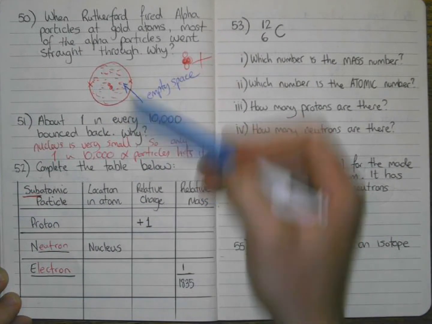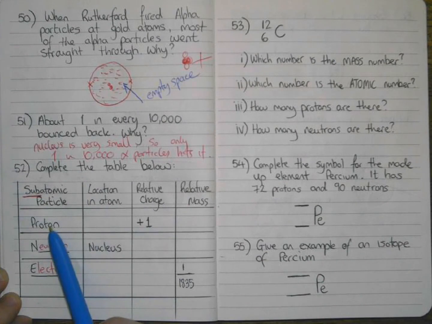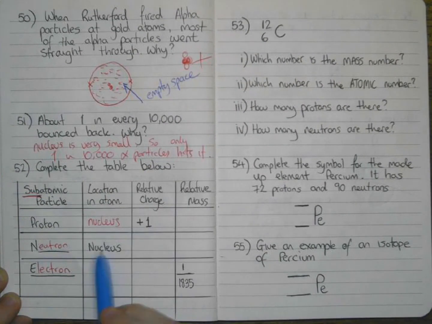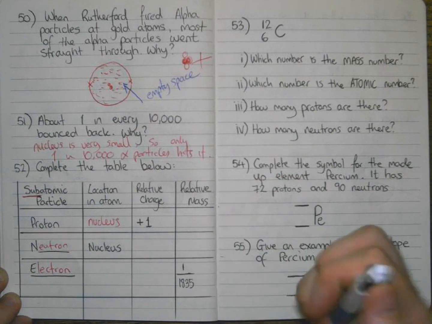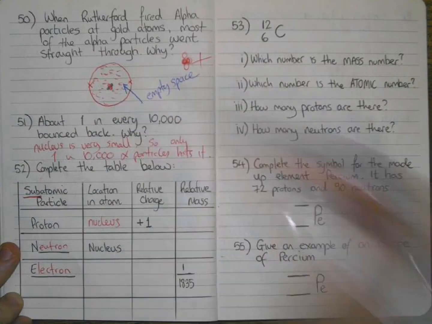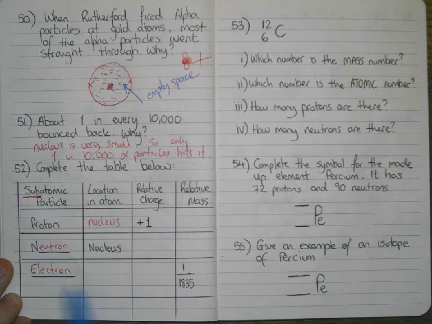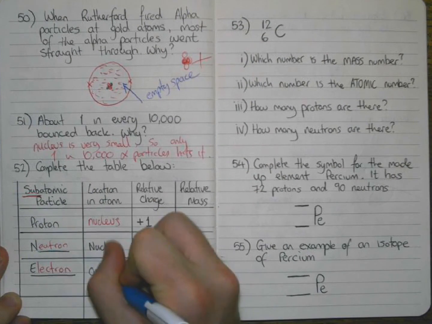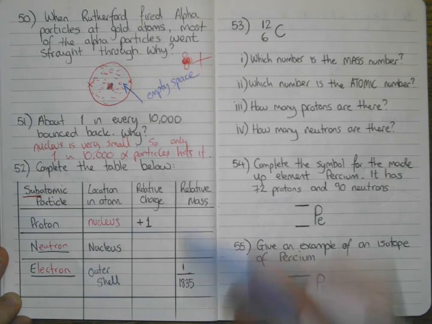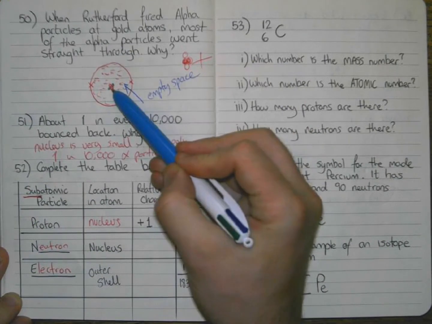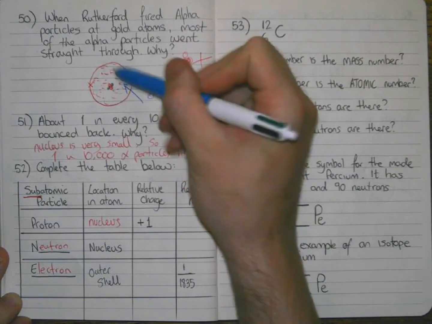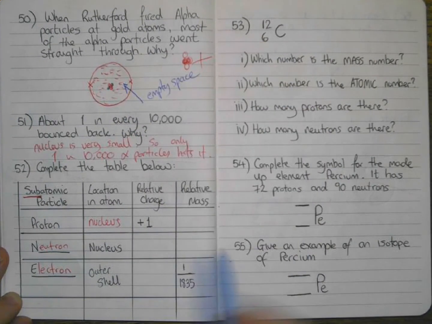They make it up. So the proton is in the nucleus. The neutron is also in the nucleus. Let's add a neutron to our diagram. Let's add 2. There we go. So we've got 2 protons, 2 neutrons. And then finally the electrons, those are in the outer shell. Those are on the outside. So protons and neutrons in the nucleus, electrons on the outer shell. Everything in between, empty space.